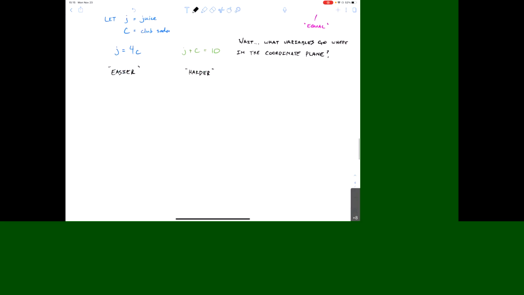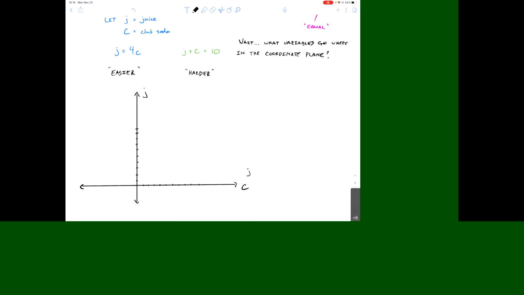So in other words, I'm going to scroll down. If I draw you a graph, 1, 2, 3, 4, 5, 6, 7, 8, 9, 10. Does it become C here and then J here? Or is it J here and C here?